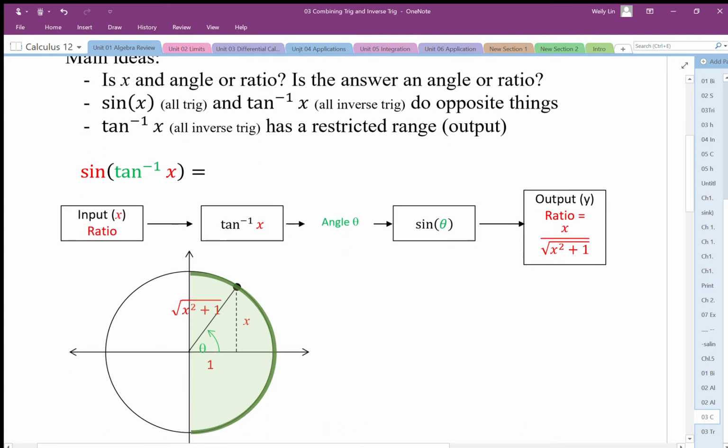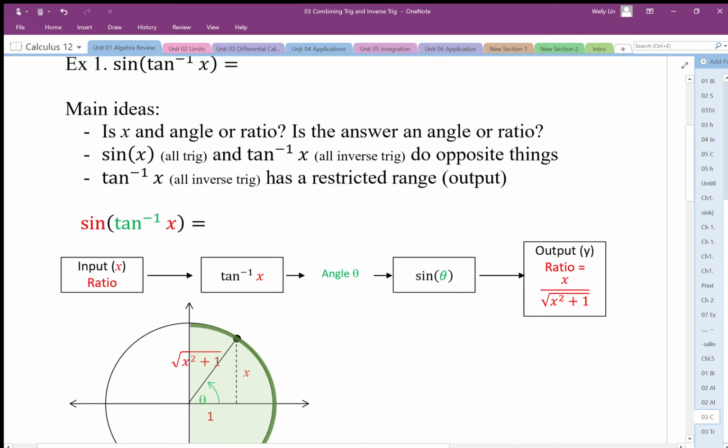So when we look at this problem here, the sine of the inverse tan of x, first of all, is x an angle or ratio? Well, if the input to an inverse tan function is a ratio, the output's an angle, so then the input for the sine is an angle, the output for the sine is a ratio. So it looks like this. I start with x as a ratio, I put it through the inverse tan, my output here is an angle, the angle then is applied to the sine, and the output should be the ratio.